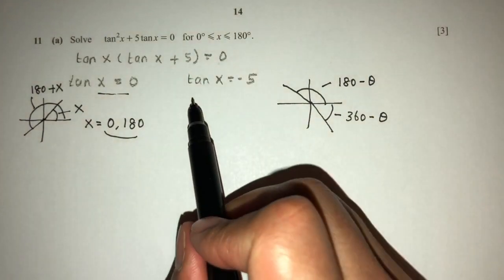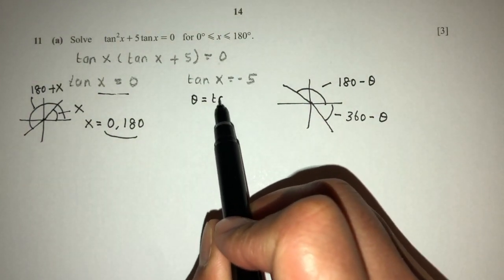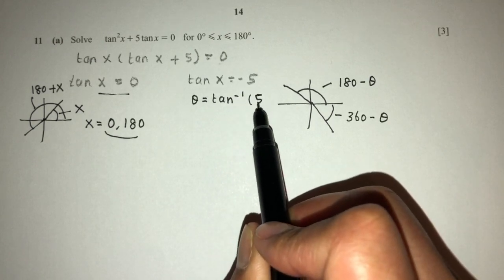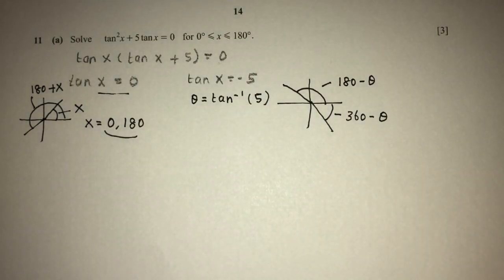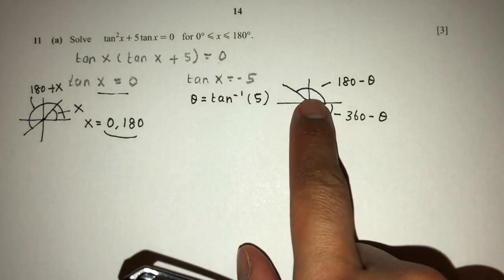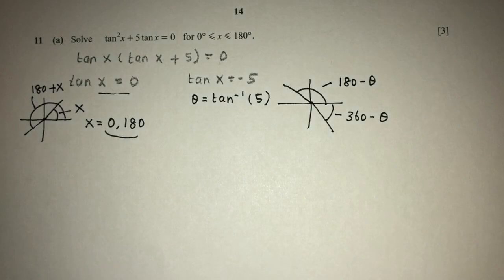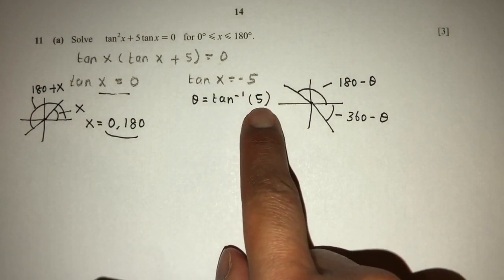Okay. Now, theta is not your answer. Theta is tan inverse of the positive value of 5. So why am I doing this? You also can choose not to use this method. This is just the way I like to use to make it easier for me to find the angles. The idea is to know that if it is negative, it will be in the second quadrant and the fourth quadrant. That's the main idea. Next, because it is negative, I will not find x directly. I will first have to find theta.